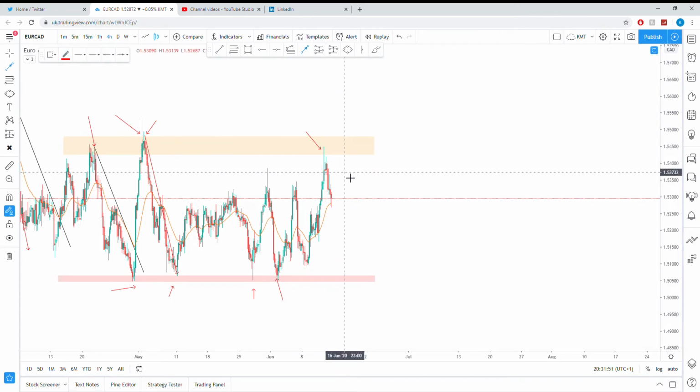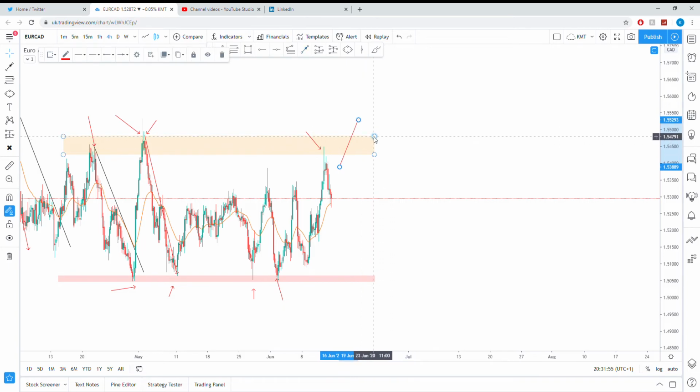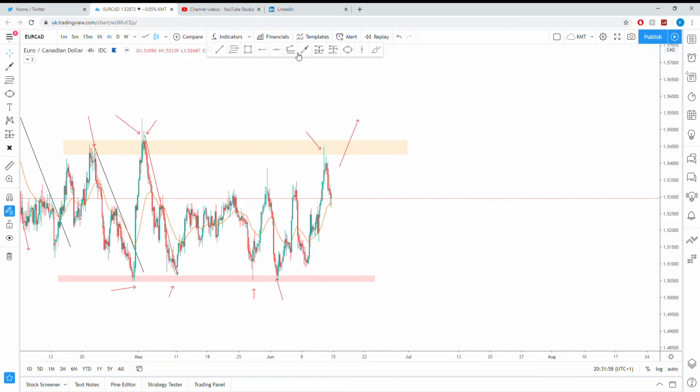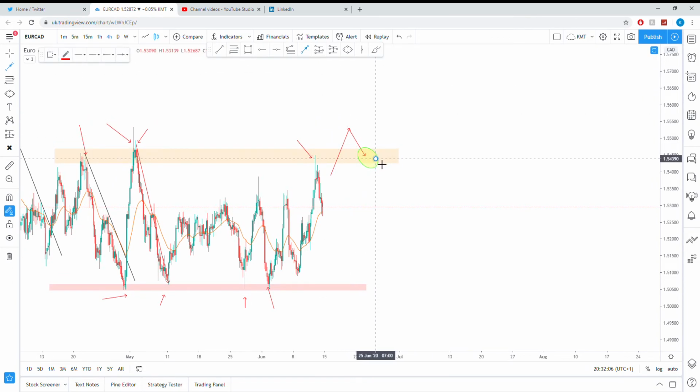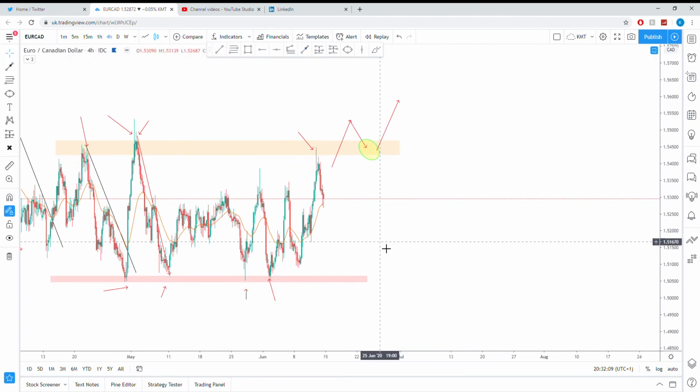I know it's been a very long time we've been waiting on this pair, but trust me and believe me that when we do get the breakout, I will be very excited to get in on this pair, and I believe the premium members will be getting in on this trade, and I will be looking to get in on this pair.